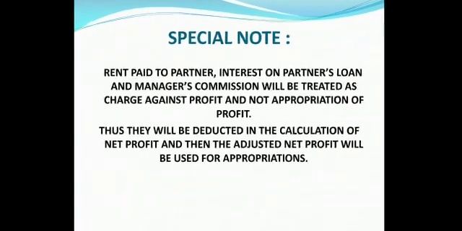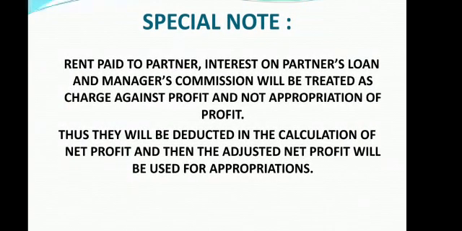Moving on further, there is a special note. Let's be very careful while reading it. If a partner has given some premises to the firm for use, and rent is paid to that partner, this rent will be treated as normal rent which we pay as an expense. So it is a charge against profit. That means it will be shown in profit and loss account, not in profit and loss appropriation account. It is treated as normal business expense. It is not allocation of profit.